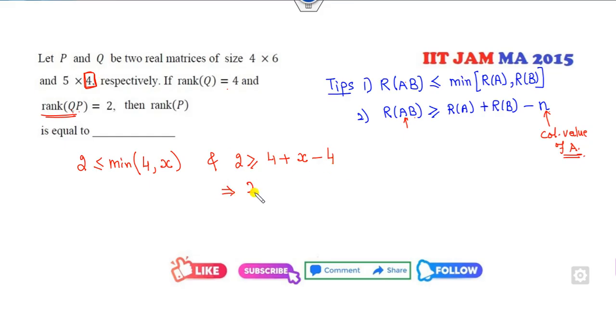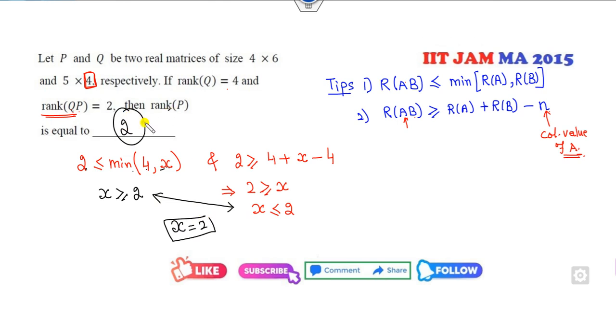So what does it mean? 2 is greater than or equal to x, meaning x is less than or equal to 2. Now from the other, the minimum of 4 and x, so definitely x should be greater than or equal to 2 because the minimum is 2. So from these two results, what did you get? X is 2. The rank of this is 2, which is the correct answer.